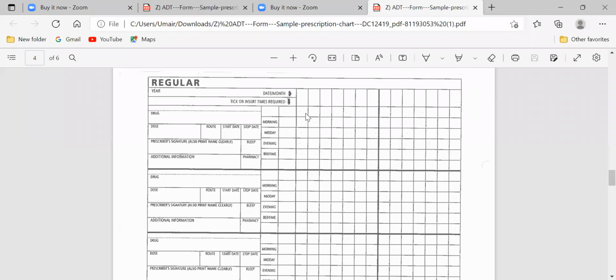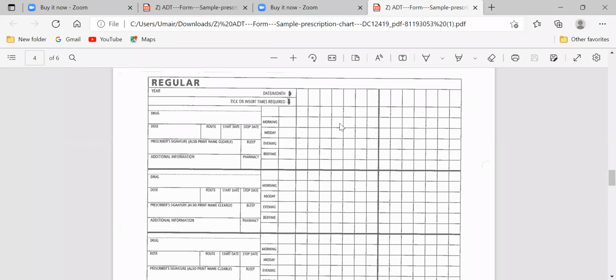So these are the 14 columns. Write down the dates accordingly. For example, here, this is your exam date. So just write down from 7 to, for example, 20. Fill these 14 columns.